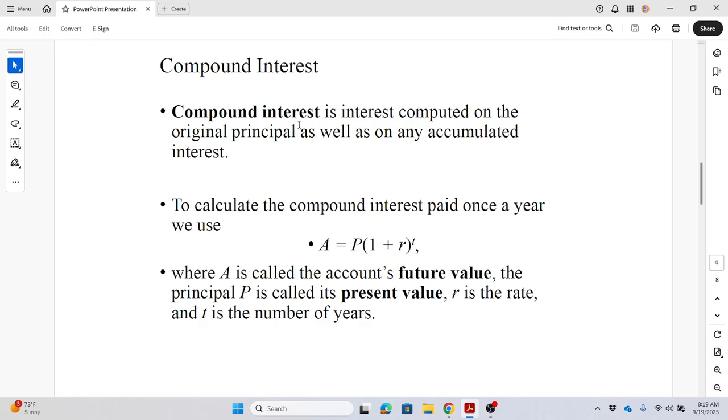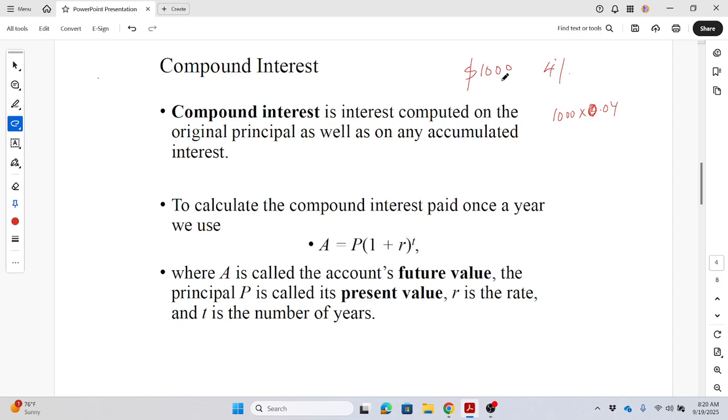So what is compound interest? It's the interest computed on the original principal as well as on any accumulated interest. So it's interest over interest. For example, let's say you invest $1,000 in an account which gives you an annual interest rate of 4%. So that means the simple interest is 1,000 times 0.04 for 1 year.